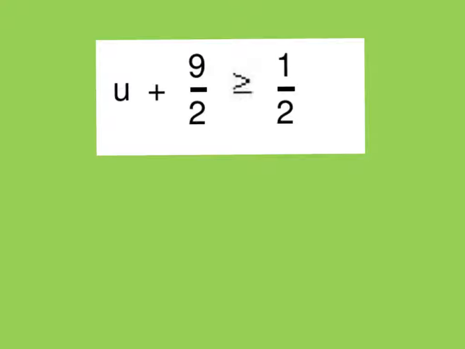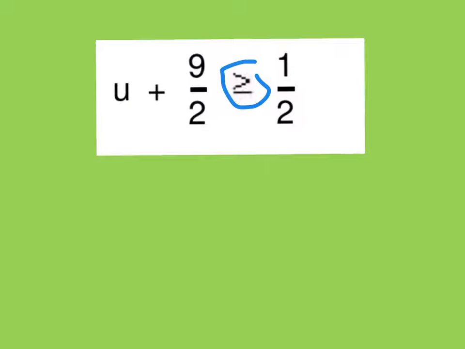Here we go. I have an inequality, as evidenced by this symbol right here. u + 9/2 is greater than or equal to 1/2. u is the number I don't know. So u plus this other number, 9/2, is greater than or equal to 1/2. The variable is what we need to get alone by itself.